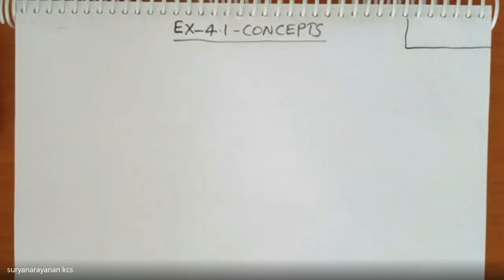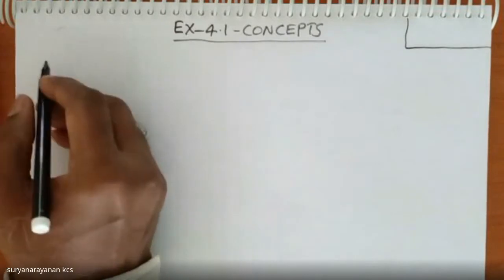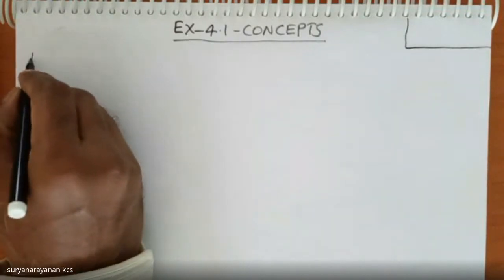Okay, sir. Please. Yes, my dear children, today we are going to discuss the concepts of exercise 4.1, new chapter, that is determinants. What is meant by a determinant of a matrix? Before going to discuss determinant of a matrix, you know a system of linear equations in two variables.